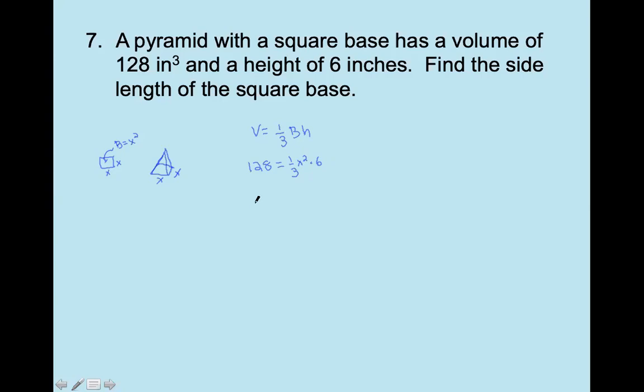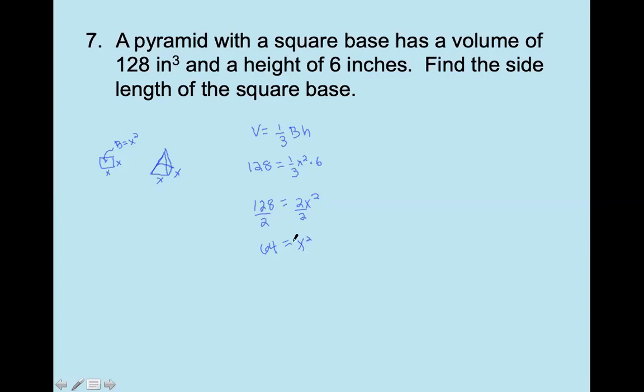So I have 128 is equal to 1/3 of 6, or 6 divided by 3, is 2. So I have 2x squared. And remember, we're solving for x here. We're trying to find the length of the side of that square base. So my next step is divide both sides by 2. And 128 divided by 2 is 64. So I get 64 is equal to the side length squared, x squared.